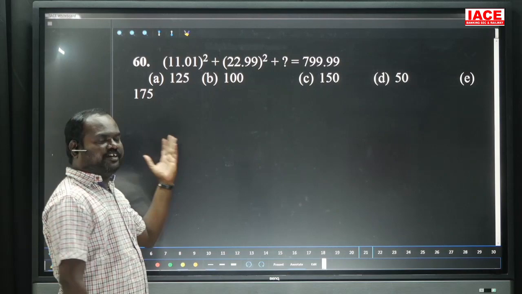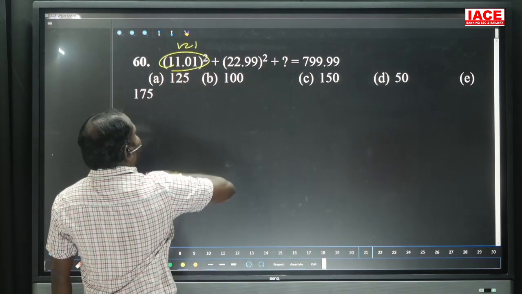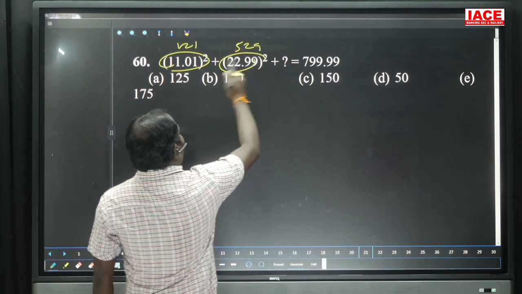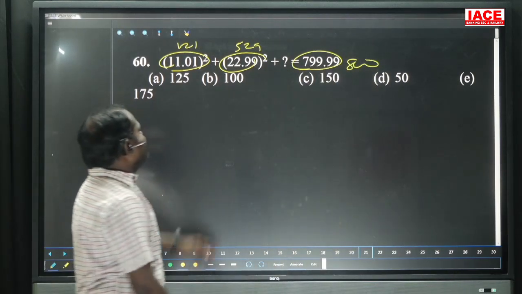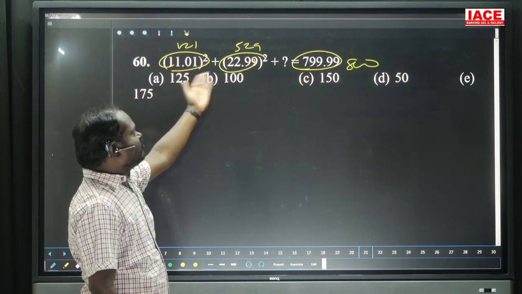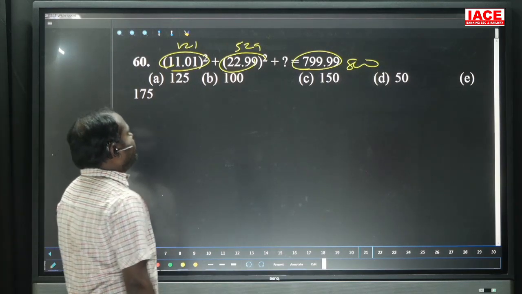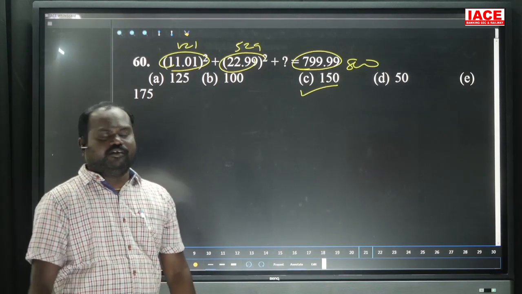Next. 11.01, take it as 11 square, 121. This is 121. 23 square is 529. It is 800. Round off 800, take it as... So 520, 5 6, 650. 650 becomes minus, 800 minus 650 is 150. That is option C, right, option C, 150.